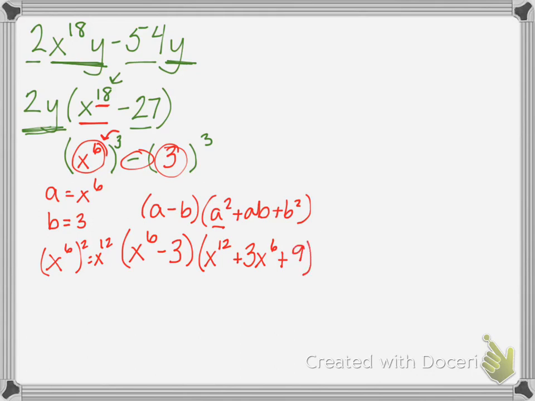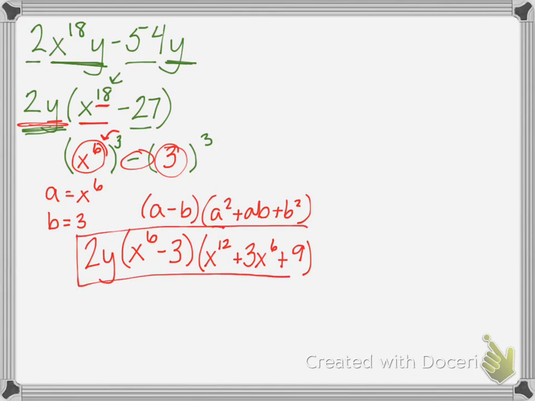Now, I'm going to box my answer, but don't make this mistake. We took something out at the beginning. I'm going to erase this right here because I need room to write it. We have to put back in the 2y that we took out at the beginning. If we do not put that in, we do not have our answer completed. Okay, it is not fully factored.